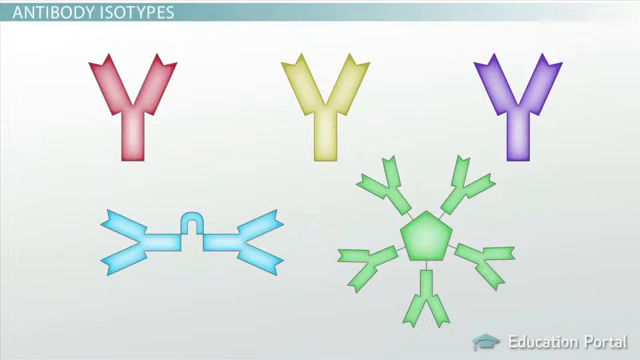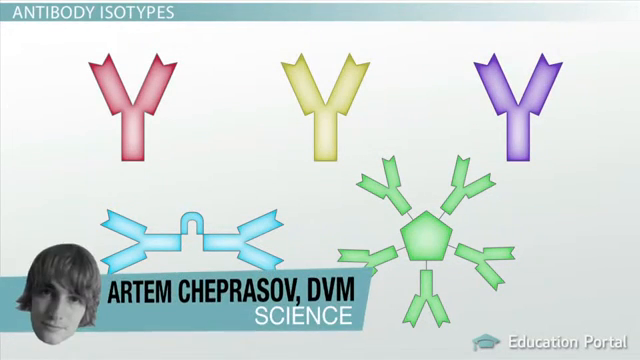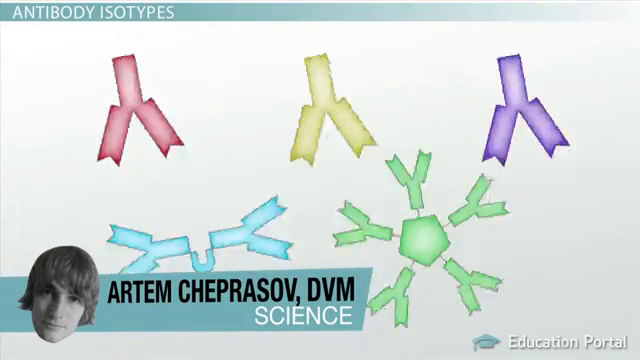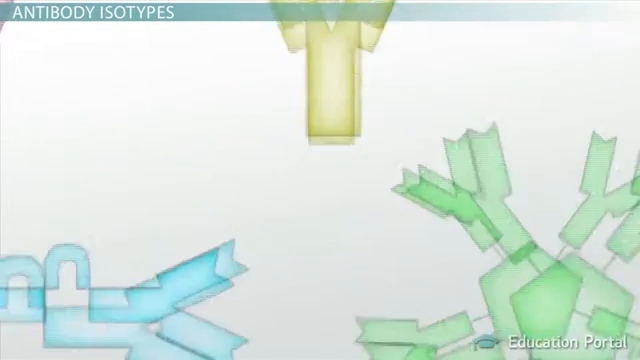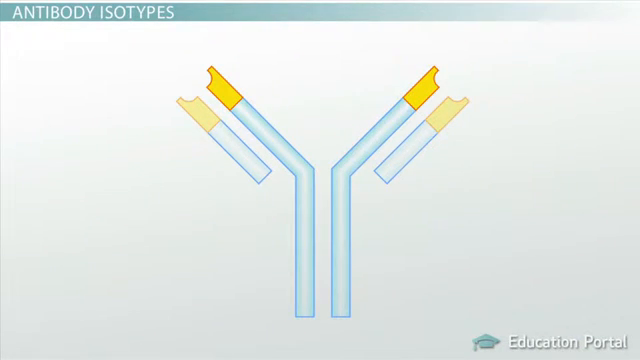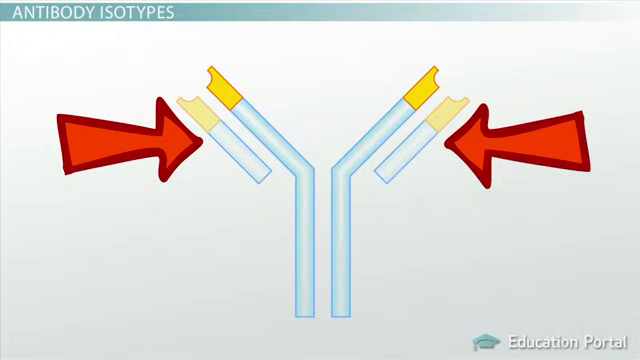There are 5 different isotypes or classes of antibodies. Each isotype differs in its constant region of the heavy chain. This is not to be confused with variation of the variable regions of antibodies. Those are the regions antibodies use to bind to specific antigens.